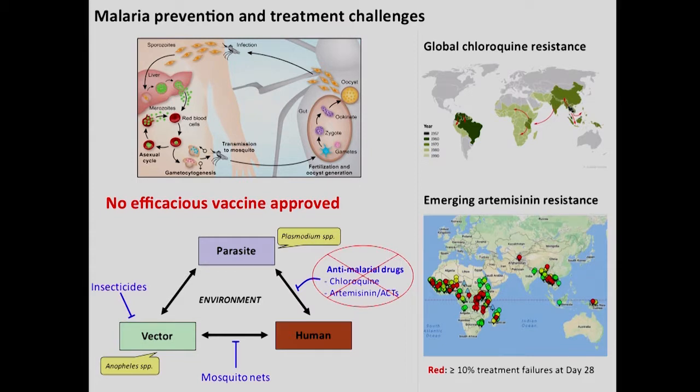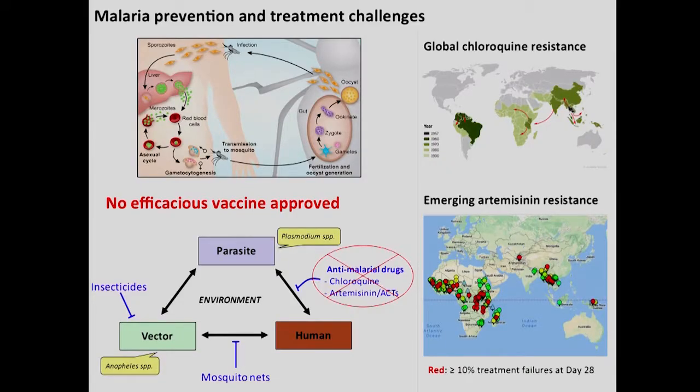So beginning in the 1940s, for example, with chloroquine, we saw resistance emerge first in Southeast Asia and then spread globally. So now in every endemic area there's chloroquine resistance. And what we're seeing emerging with the case of artemisinin combination therapies is that, again, in Southeast Asian countries, we're seeing the emergence of what looks like the precursor to full-on resistance. So treatment failures at day 28 are starting to rise pretty significantly in these regions.